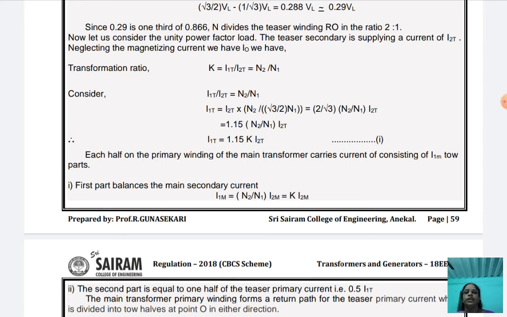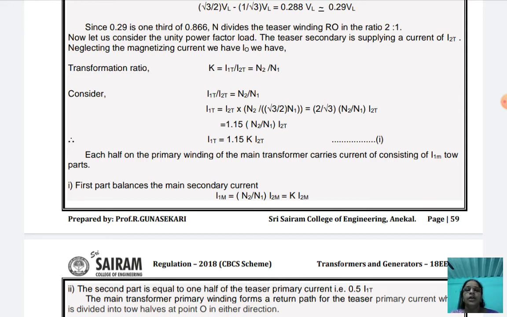That's why finally we are getting I1T is equal to 1.15 K into I2T. This is the first formula. Then the second formula: we have to calculate the current I1M. This I1M current only flows through the Y phase and the B phase. I1T current flows through the R phase. So here I1M is nothing but N2 divided by N1 into I2M only. So N2 by N1 is nothing but K.